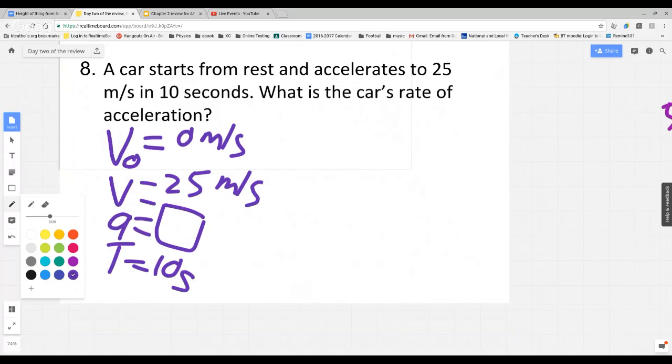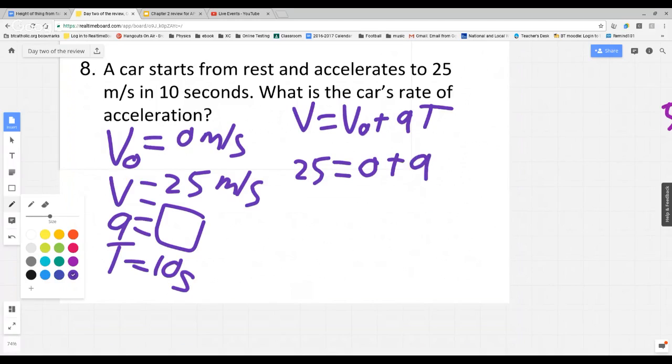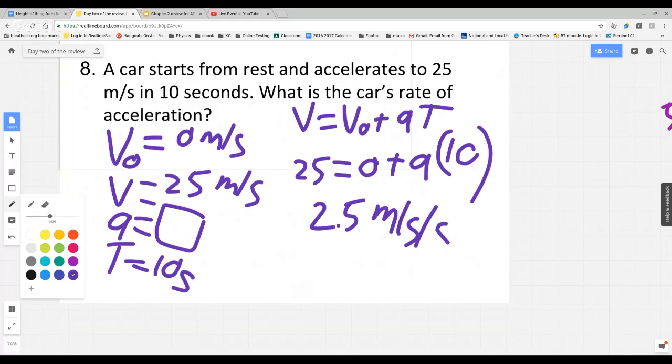The fourth equation is v equals v naught plus a t. So we have 25 equals 0 plus a times 10. Hope that's easy math. 10 times blank equals 25. So it's 2.5 meters per second squared.